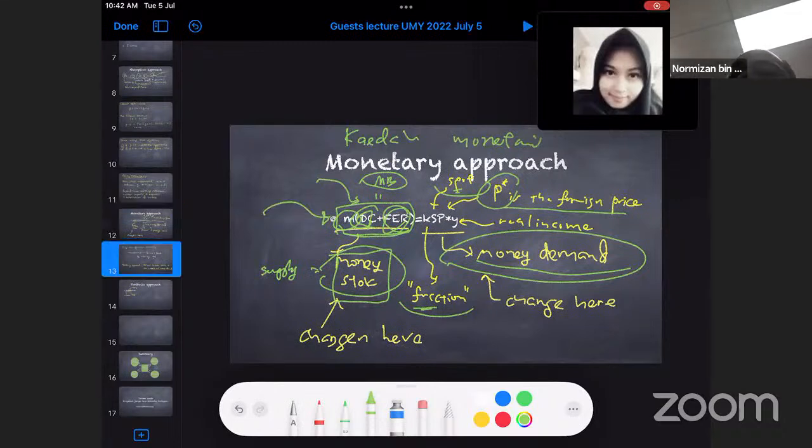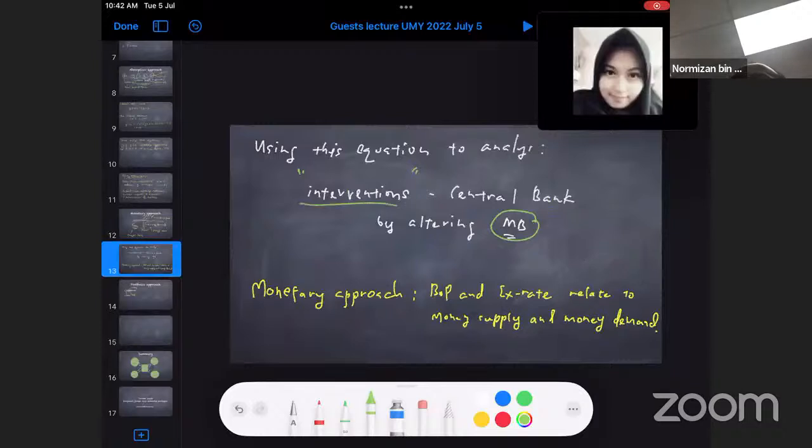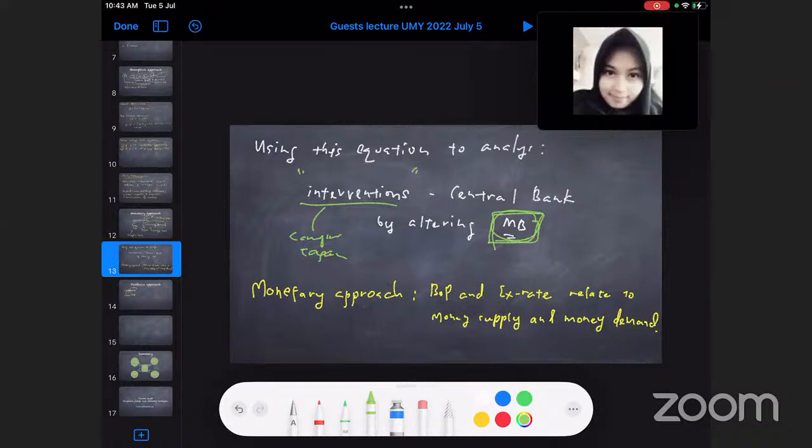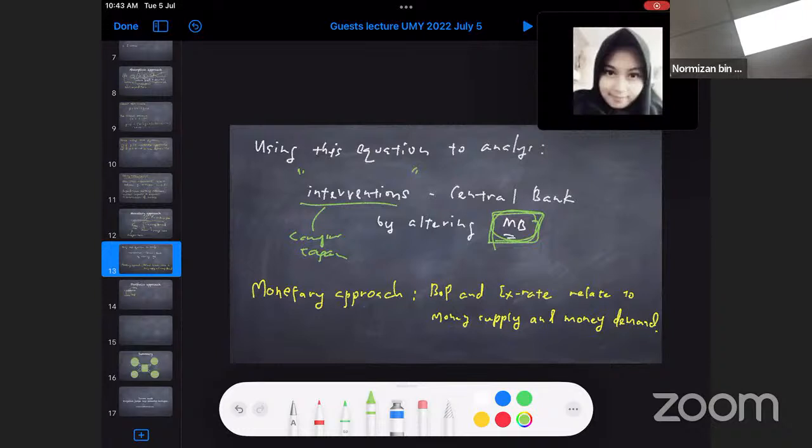Dengan equation inilah kita tahu macam mana central bank intervene, campur tangan dalam pasaran. Dalam pasaran apa? Dalam pasaran exchange rate. Apa yang central bank lakukan adalah ini, dia control monetary base ini. Bermakna dia control money supply dengan dia menukarkan DC ataupun dia menukarkan FER. Jadi dengan memberi perubahan terhadap money supply ataupun money demand, itu akan memberi kesan kepada exchange rate.